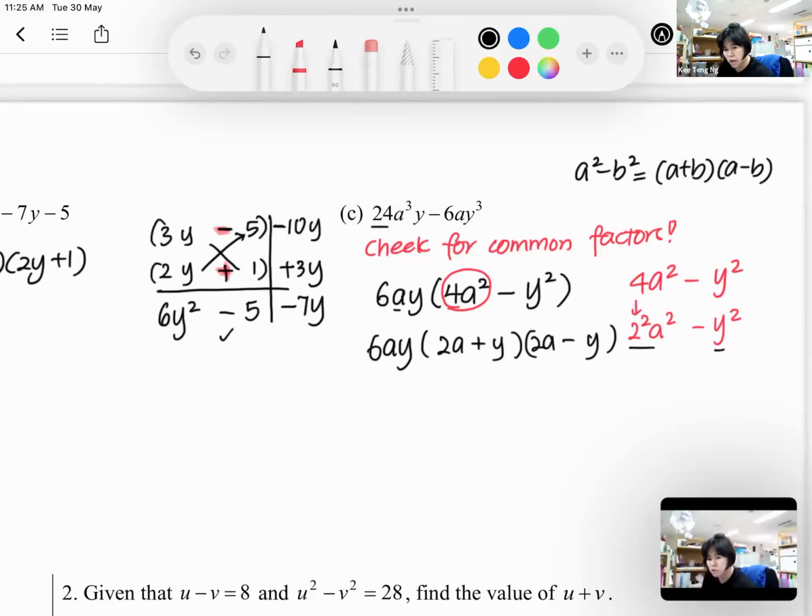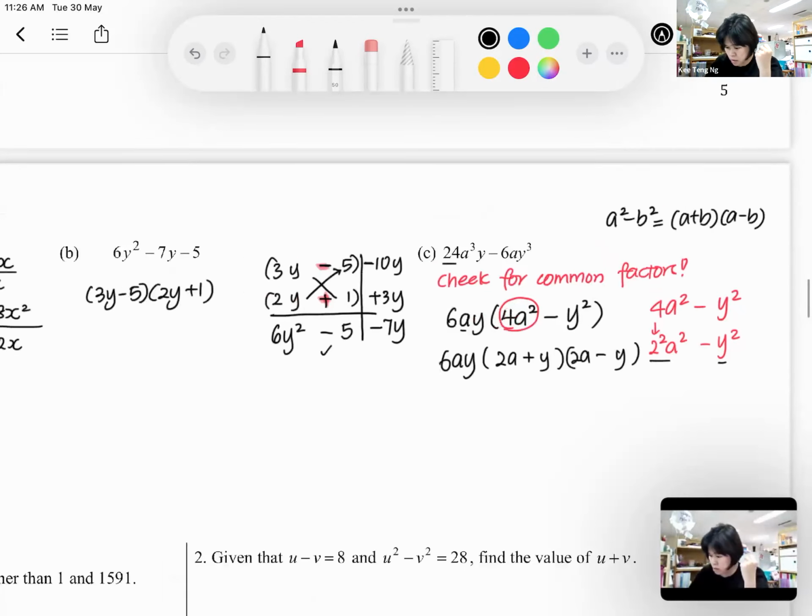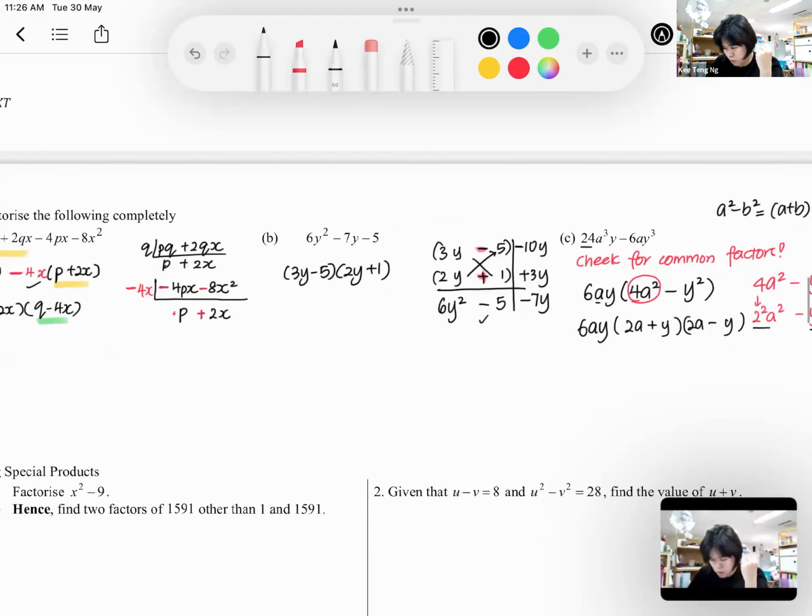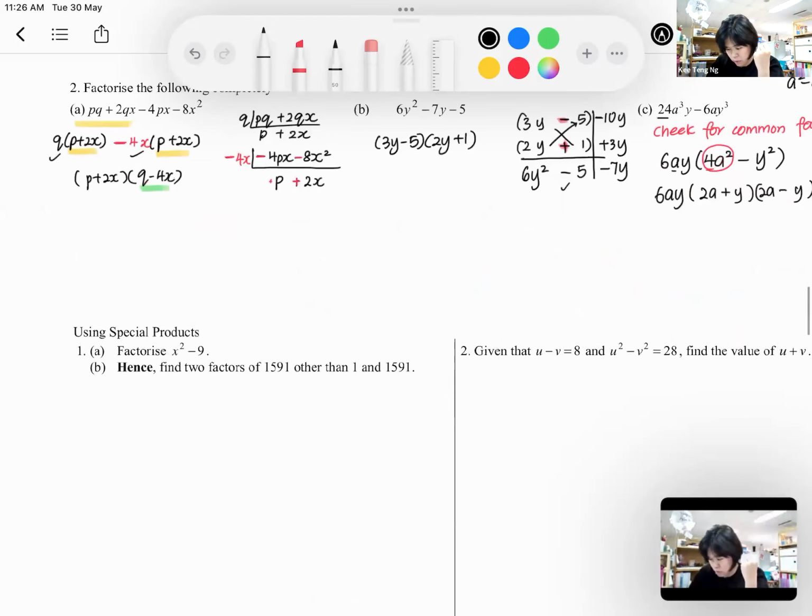Sometimes check whether you can simplify anything in the brackets, or whether you need to do any more factorization of common factors. Okay, so that is the final answer over here. Oh no, we may overrun a little bit more than 11:30.